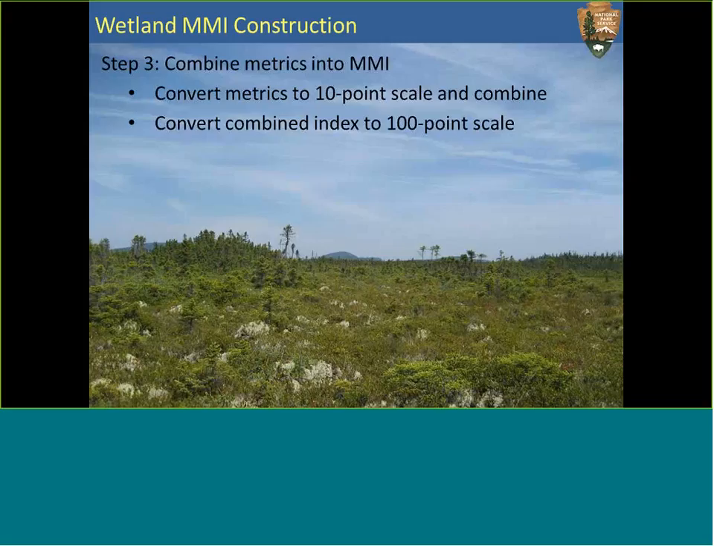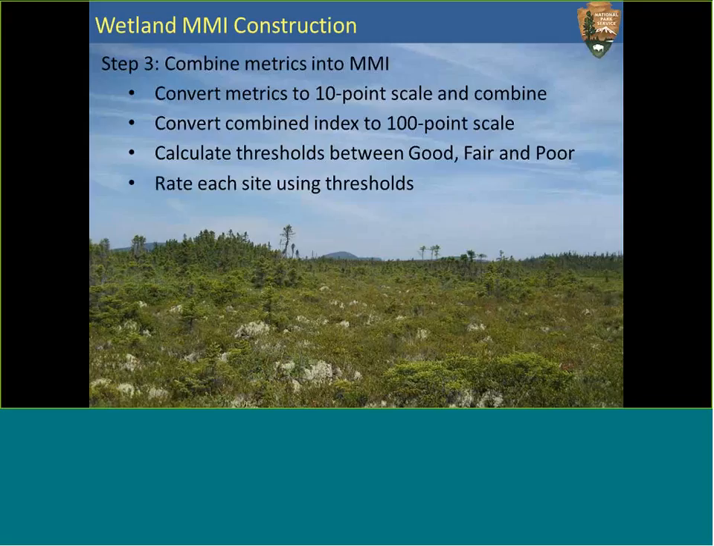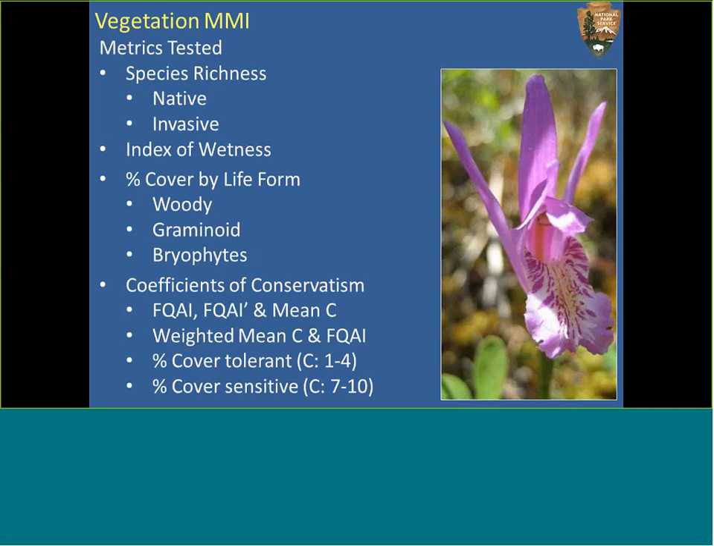So next, then convert the 10-point scale that you combined to a 100-point scale, so it acts more like a percent. And then calculate thresholds between good, fair, and poor for each MMI. The threshold that separates good and fair is the lower 25th percentile of the reference distribution. The threshold between fair and poor is the lower 5th percentile of the reference group. And then you can rate each site using the thresholds.